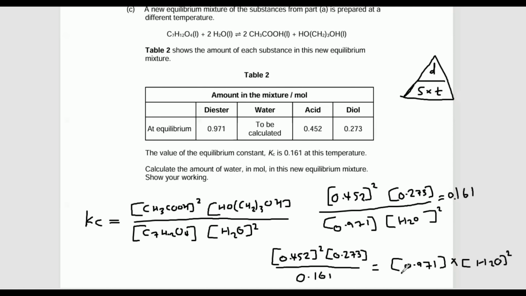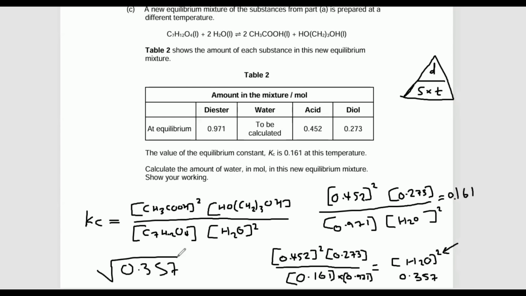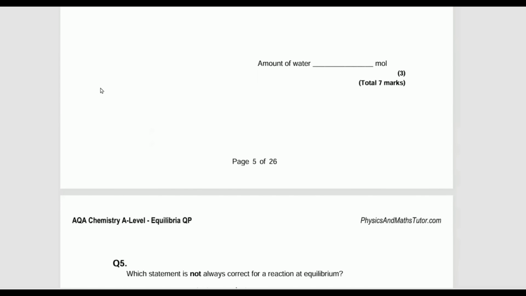Now what do I do? Well, I want the H2O to the power of 2 on its own. So I'm going to divide both sides by 0.71. As it's multiplying by 0.71 on the right, that's going to delete that over there. And I'm going to bring that 0.971 underneath next to the 0.161. So it's going to become 0.52 to the power of 2 times 0.273 over 0.61 times 0.71. And that is going to equal H2O to the power of 2, or H2O squared, and that is 0.357. I want to get rid of the little square sign, so I'm going to square root 0.357, and I'm going to get my final answer, 0.597. And there we go. We've calculated the amount in the mixture of water.